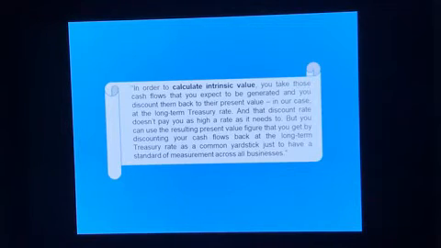you take those cash flows that you expect to be generated and you discount them back to their present value. So in our case, the longer-term treasury rate doesn't pay you as high a rate as it needs to be, but you can use the resulting present value figure that you get by discounting your cash flows back at the long-term treasury rate as a common yardstick, just to have a standard of measure across all kinds of businesses.